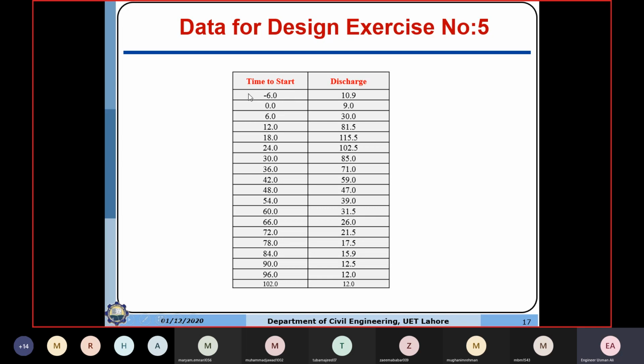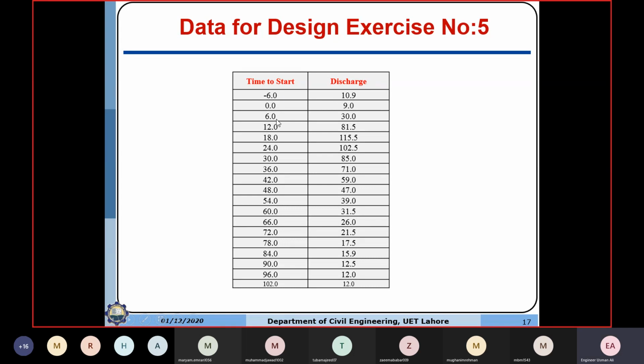In the first time step, that is minus 6 hours, this is not a minus time; it is actually on the negative x-axis, that's why the minus sign is coming. It shows that before the rainfall started, there was certain flow or discharge in the channel at the outlet, which was recorded as 10.9 cubic meter per second. At the zero time, when the rainfall just started, still certain discharge was there in the channel at the outlet, which was recorded as 9 cubic meter per second.